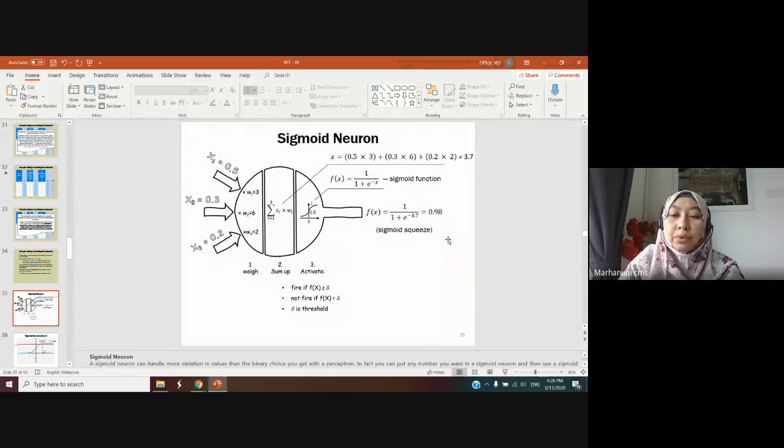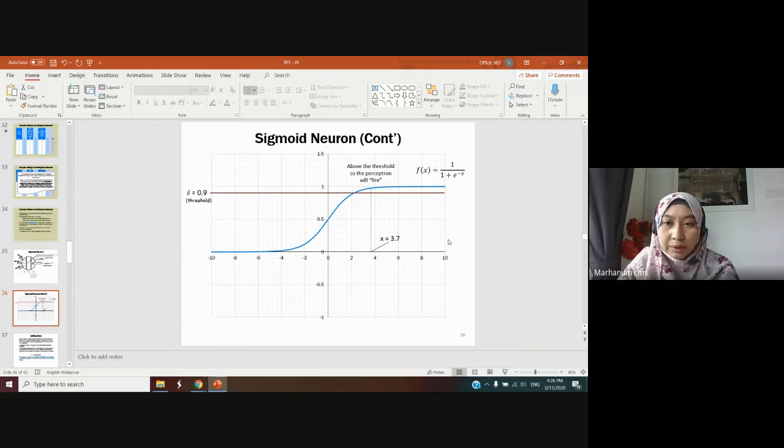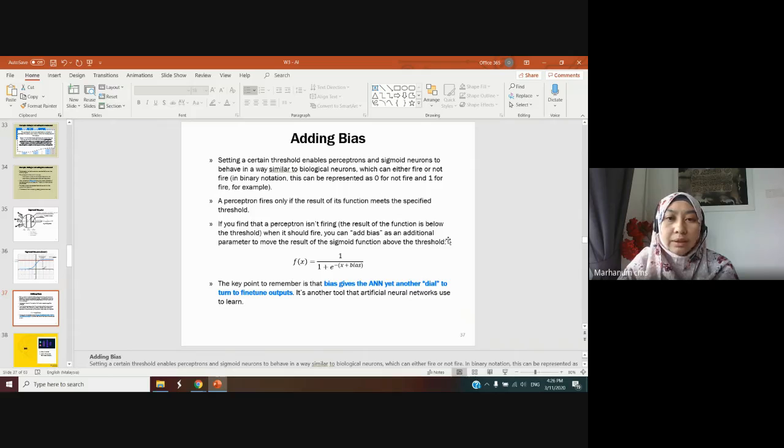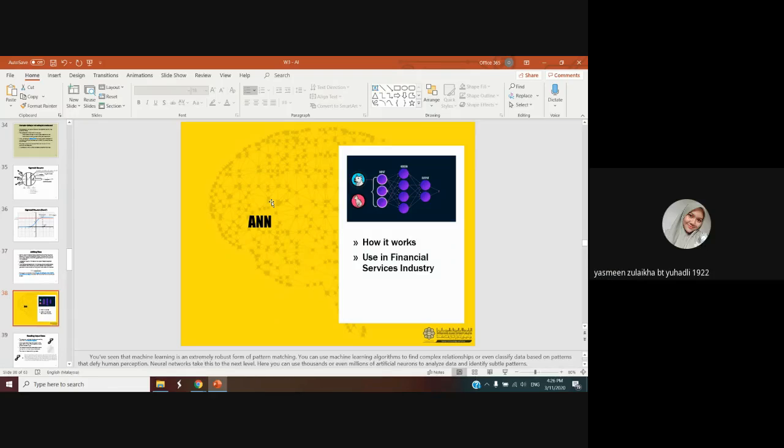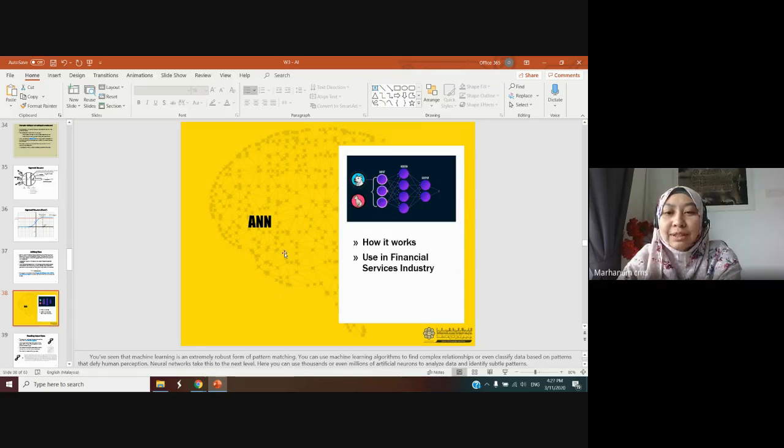Okay, so this one is more on the sigmoid neuron, with more details on the internal part of the artificial intelligence or the machine learning itself, using the sigmoid neuron. So ANN, what is ANN? Artificial neural networks. Okay, how it works, how it is used in the financial services industry.